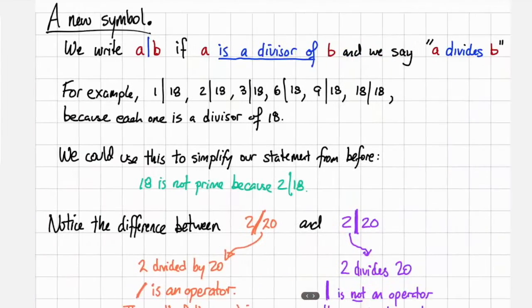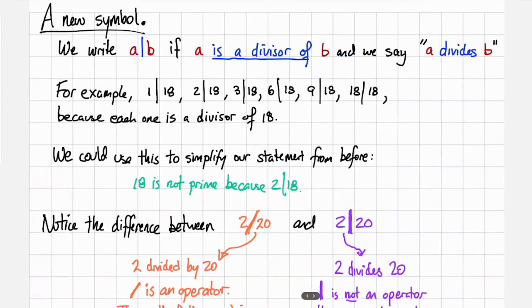Let me introduce a new symbol. It looks a lot like the symbol we had before, but it means something completely different. We are going to write a vertical bar b if a is a divisor of b, and when we see this a vertical bar b, we're going to say a divides b.